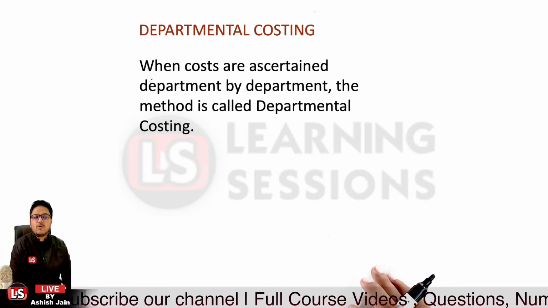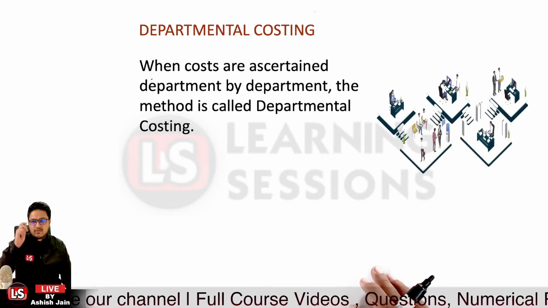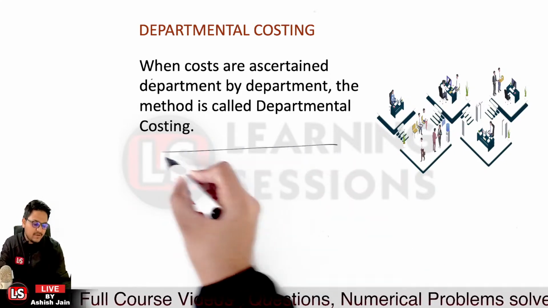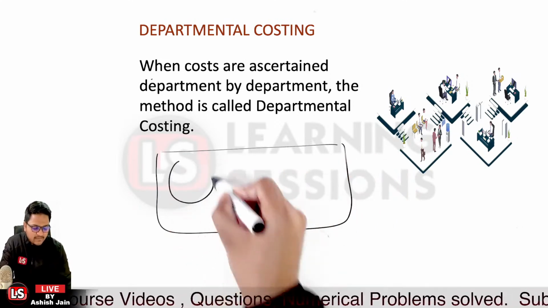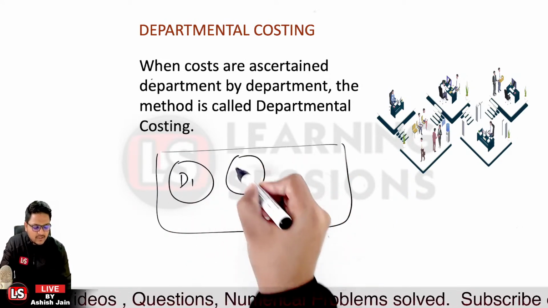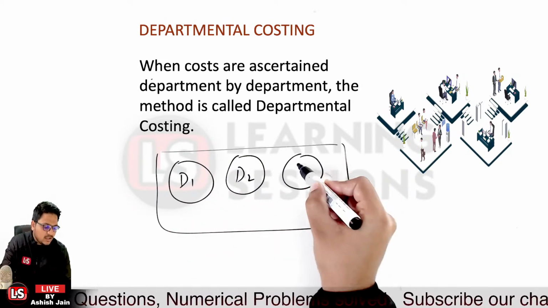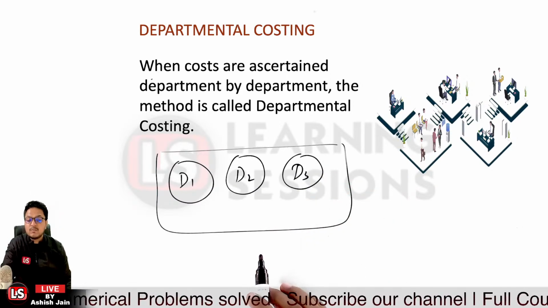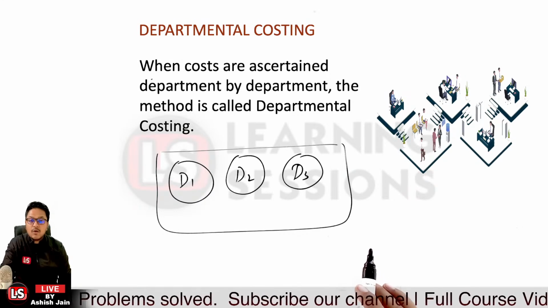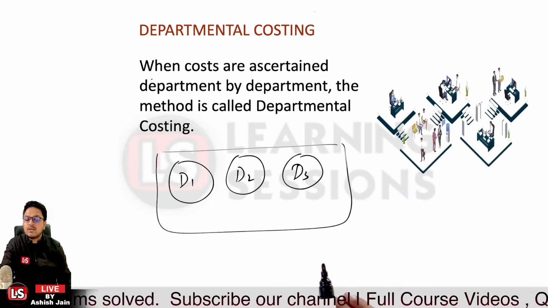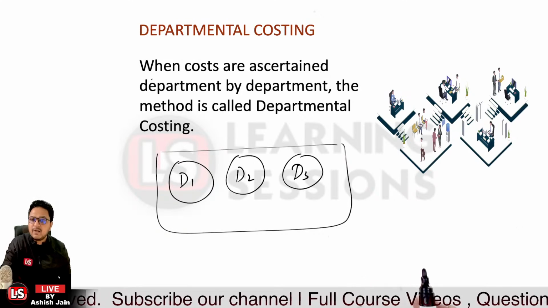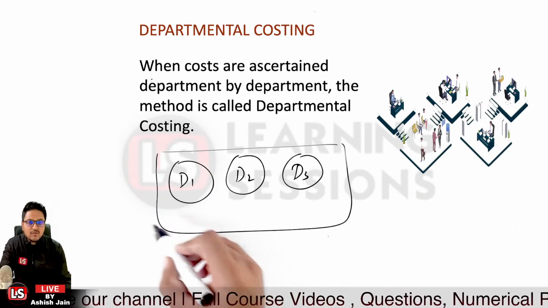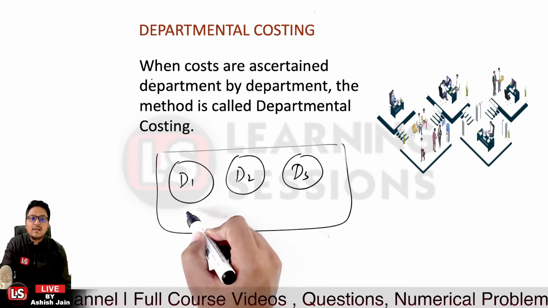Okay, next it's related to departmental costing. Sometimes we have different departments in the company itself. Let's say we have department D1, department D2, D3. Now they are all working separately but for some common goal. In that case, we may be curious about the profitability of the department itself. In that case, we'll be undertaking departmental costing.